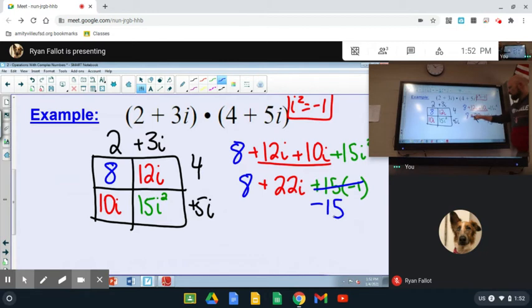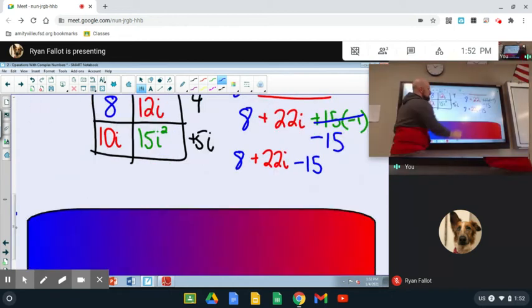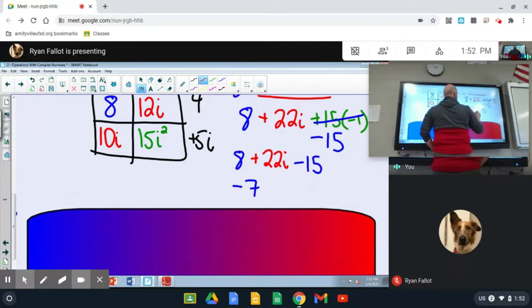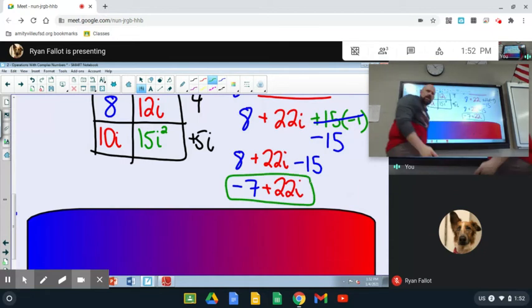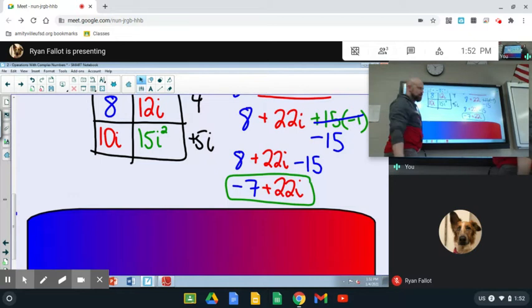And oh, look, you've got 8. Let me rewrite this. 8 plus 22i minus 15. So what are our like terms here? Our like terms are 8 and negative 15. We subtract them and you get your negative 7 plus 22i. So that is your final answer, and it is written in standard a plus bi form. Always remember to put your answer in that standard form, okay?